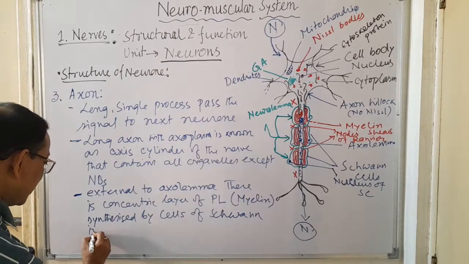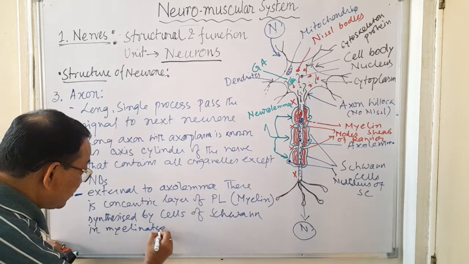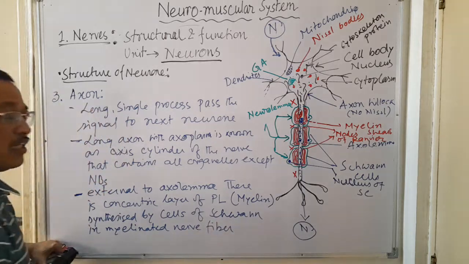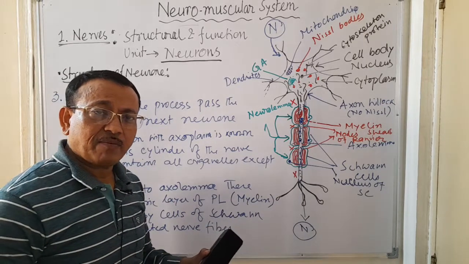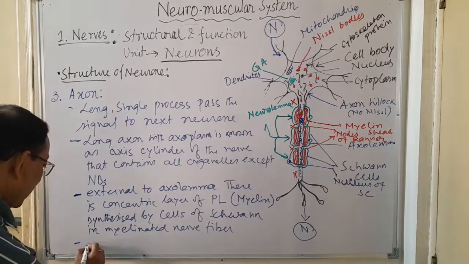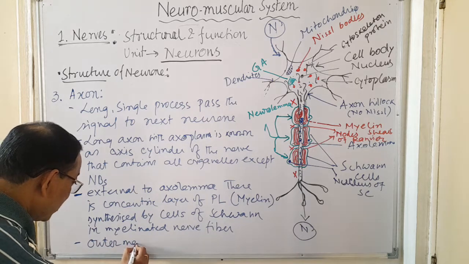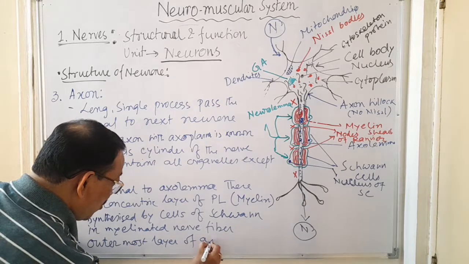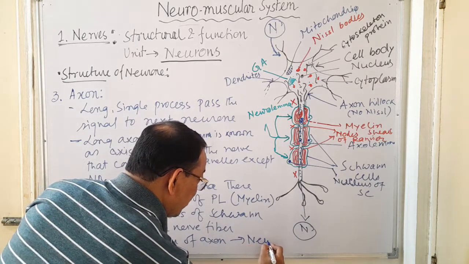In case of non-myelinated or unmyelinated nerve fibers, this part is absent. And finally, the outermost layer of the axon is known as the neurolemma.